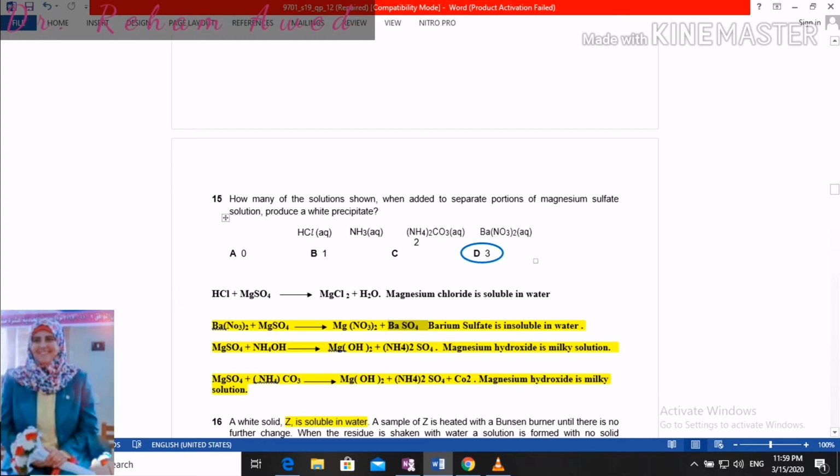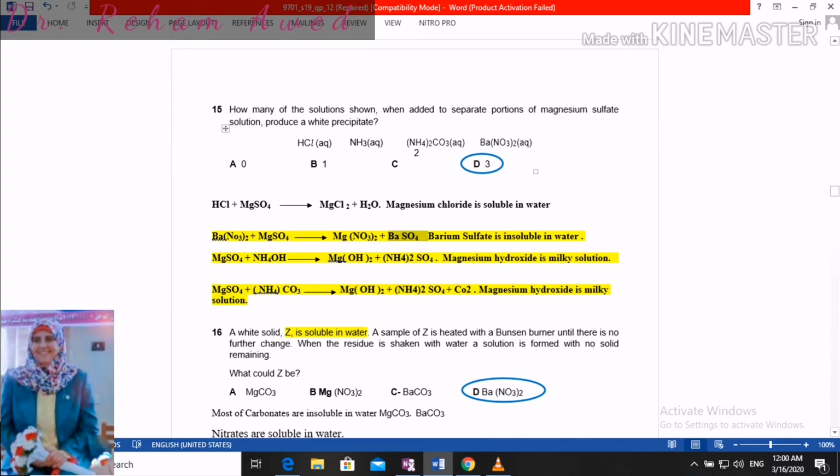The solutions which will form a white precipitate are, first, barium nitrate, as it will form barium sulfate. Barium sulfate is a white precipitate. Second is ammonium carbonate, as it will form magnesium hydroxide, a milky solution. And ammonium hydroxide, it will form magnesium hydroxide, also a milky solution. So we have three choices that will form a white precipitate.